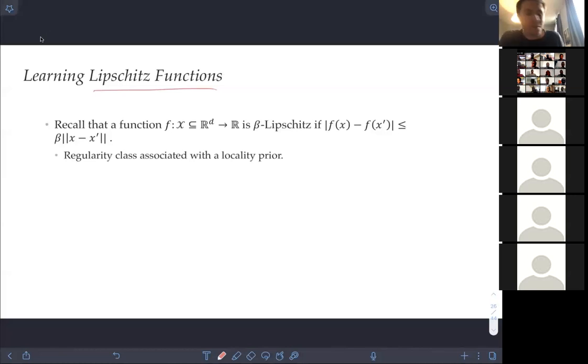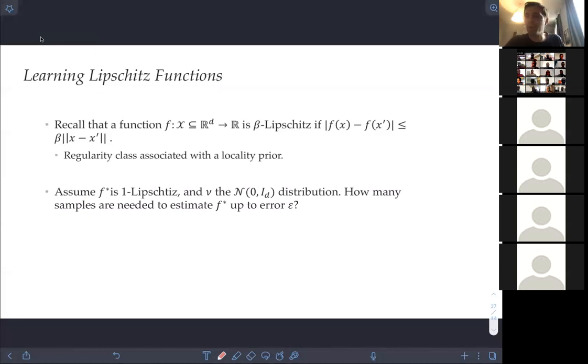So Lipschitz functions encapsulate the notion of locality, right? It's a hypothesis on a function, the elementary fundamental regularity that only depends on locality, in the sense that the value of the function at one point is not going to be far from the value of the function at a neighboring point. So if x and x prime are close, then f of x and f of x prime are close to each other. If you want to understand the role of locality in learning, that's the function that you need to understand, the good source of inspiration.